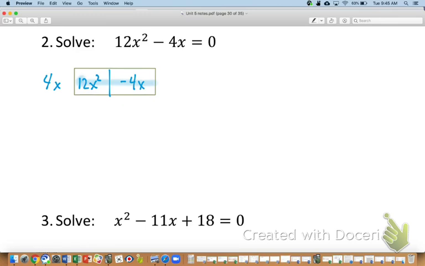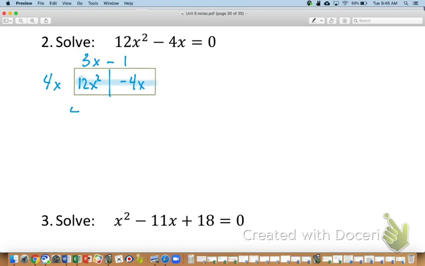For the first one, I had a 12, but I factored out a 4. What's left over? A 3. There we go. And it was an x squared, but we took an x out. So an x. There we go. I had a negative 4x, but I took the 4x out. What's left over? Yay, minus 1. There we go. So there's my factoring right there.